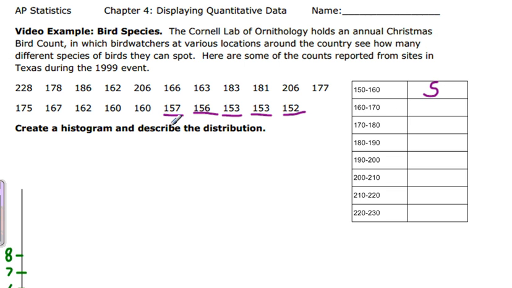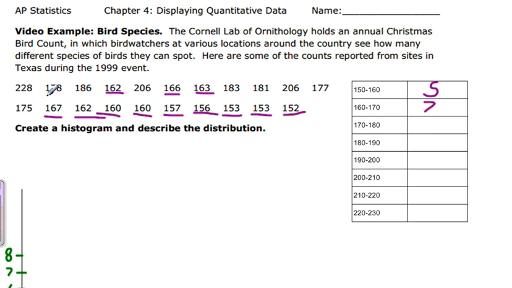So then I go to the next one. I have 160, 160, 162, 167, 162, 166, 163. So here, that's 7 data values.